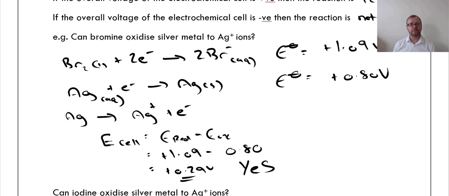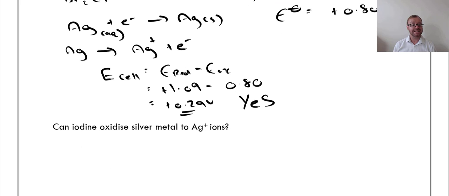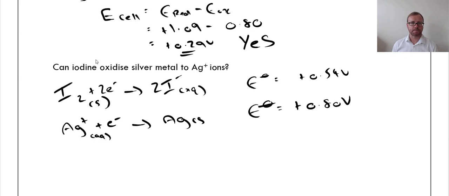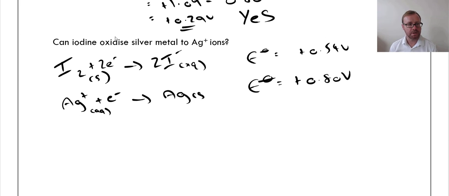Okay, so let's have a go at the next question. Can iodine oxidize silver metal to Ag plus ions? I'll give you 5 minutes. Okay, so I've just written these out, I'm sure you have as well. These are my two reduction equations. I need to turn the bottom one into an oxidation because that's what the question asks me.